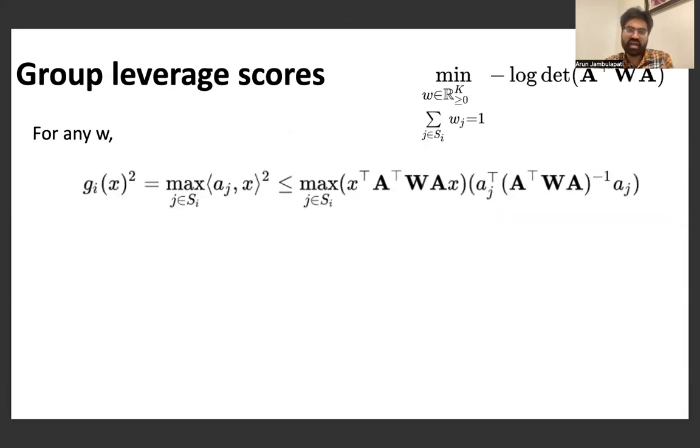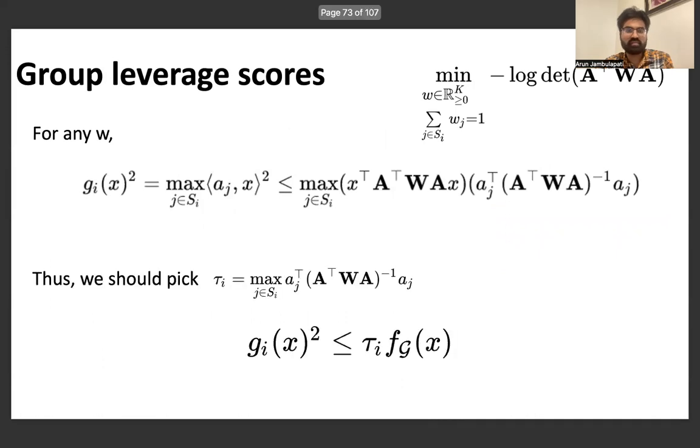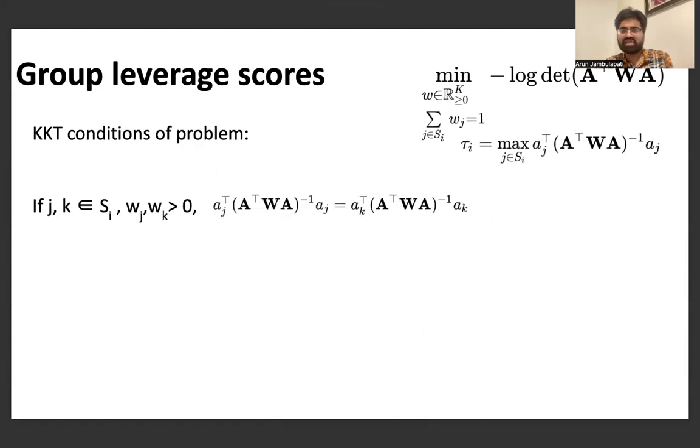In addition, for any fixed vector W, we can bound g sub I of x by the following quantity here, for any choice of W via Cauchy-Schwarz. Using this, if we pick tau I to be the maximum value of this quadratic form over hyperedges inside the ith hyperedge, we can say that g sub I of x is bounded in terms of tau I times the full hypergraph energy, using the observation from the previous slide as well. So if we use tau I as some proxy for our eventual sampling probabilities, we get the condition we want to make Hoeffding's inequality happy.